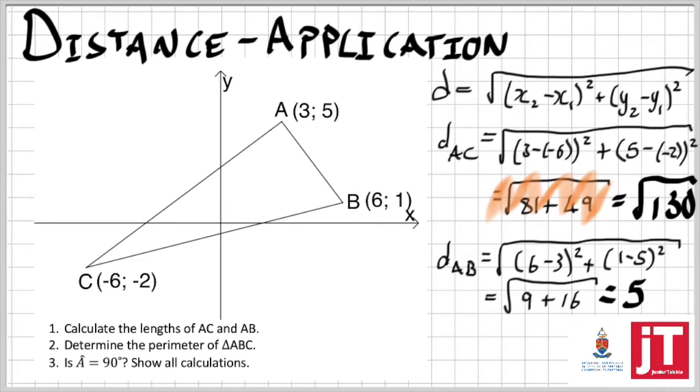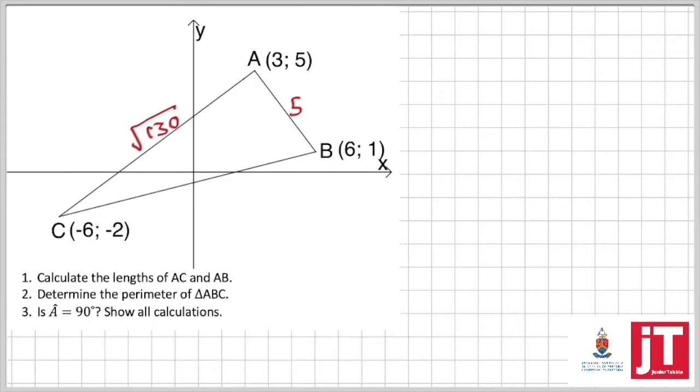Once I've got this, I love to put it in on my sketch. A very, very important thing is don't ever think that once you've done something in analytical that you're not going to use it again. So if you put it in on your sketch, you now go over to the second question. The second question is, determine the perimeter of triangle ABC.